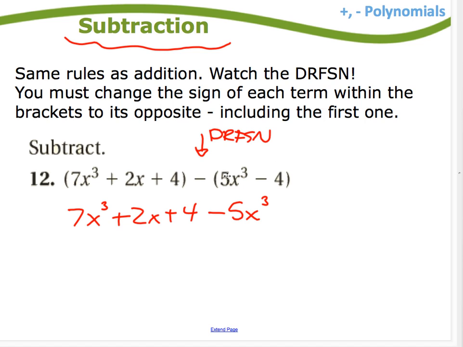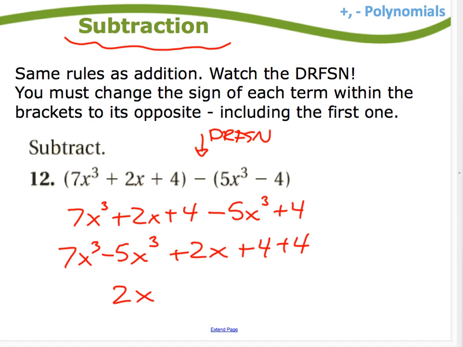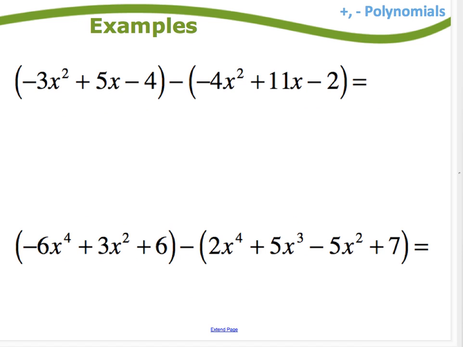Okay, so I've changed the first one. Also, don't forget to change the last one. Plus 4. Now I collect like terms. And again, if you want to rewrite them so they're all together, you can do that. If you're getting so that you can just write them in your head, that works too, as long as you don't make mistakes. Okay, 7 take away 5, so I'm left with 2x cubed. There's only one x term, so plus 2x. I have two constant terms, I'll add those together. Here are some questions for you to take a shot at.